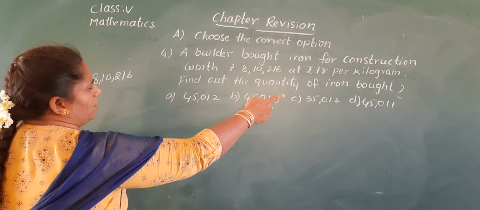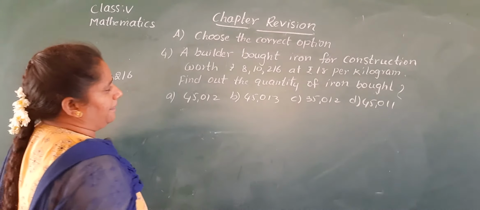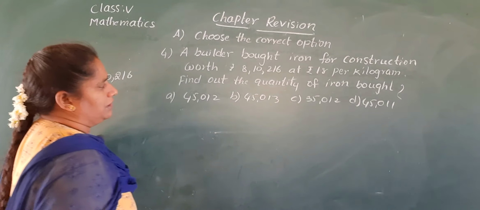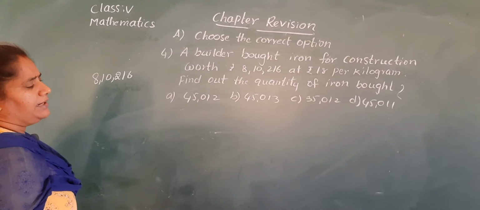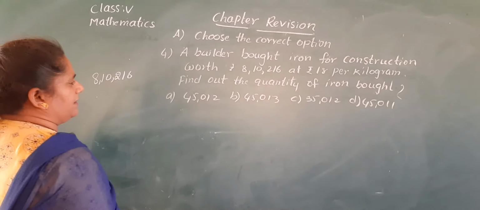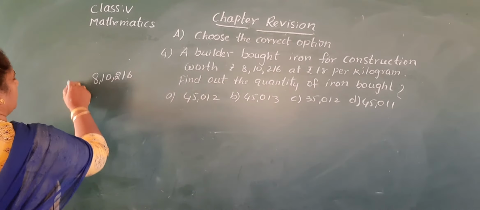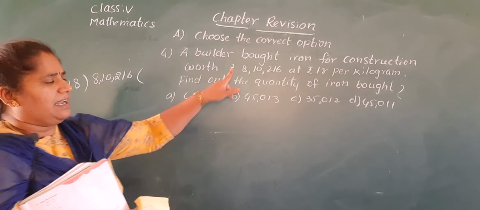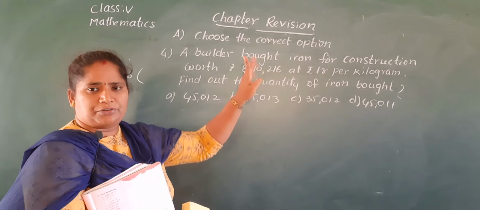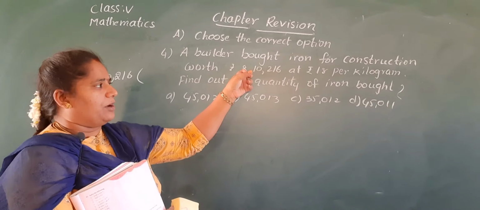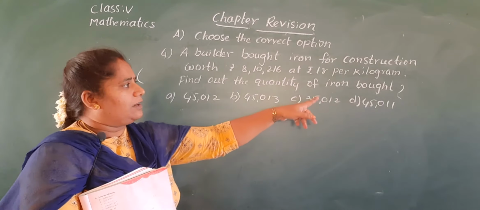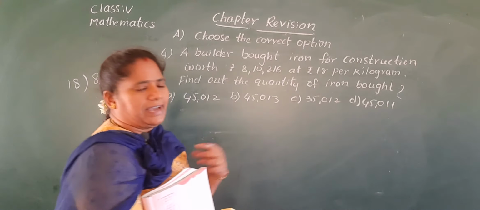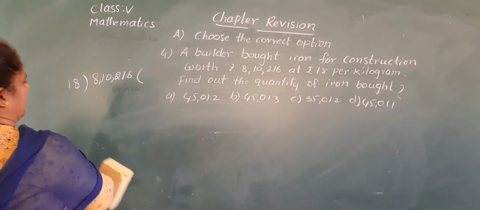By doing division. Why? Because the cost is 18 rupees per kilogram. Here they are given the amount. Now we have to find out the quantity of the iron. That means how do you get this? By doing division. Okay? So a builder bought the iron for the construction for 8,10,216 rupees, and the cost of 1 kilogram is 18 rupees. Now how much quantity of iron did we buy? So we get this answer by doing division.